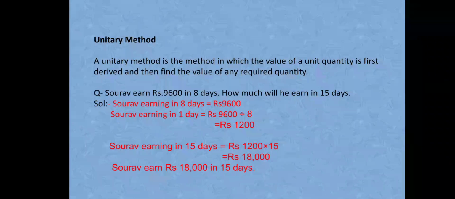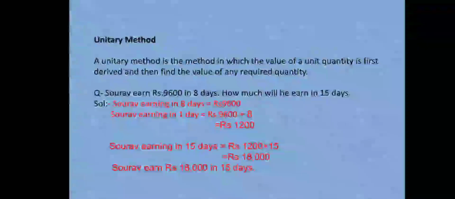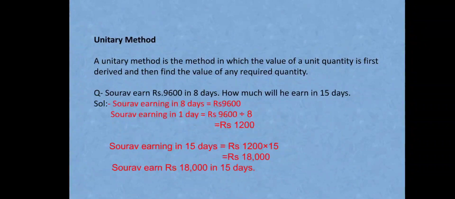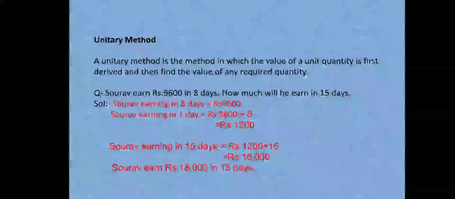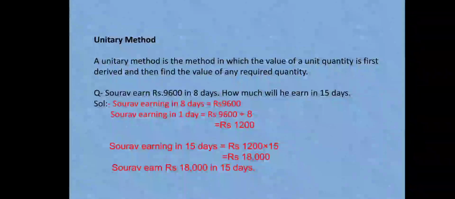Saurav's earning in 1 day equal to rupees 9,600 divided by 8, which is equal to rupees 1,200. That means Saurav earned 1,200 rupees in 1 day. And to find the earning of 15 days, we are going to multiply 1200 by 15. Saurav's earning in 15 days equal to rupees 1200 into 15, which is equal to 18,000 rupees. So Saurav can earn 18,000 rupees in 15 days.